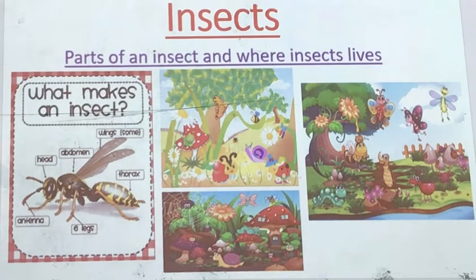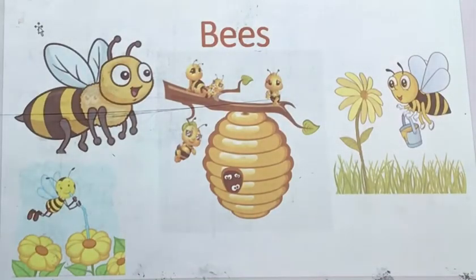Now let's take a look at some insects like the ladybug, the flies, the bees, the mosquitoes, ants, butterfly, grasshopper, caterpillar, and let's find out how these insects are and where we can find them. We are going to begin with, who can tell me what is this? Bee. Very good. This is a bee.